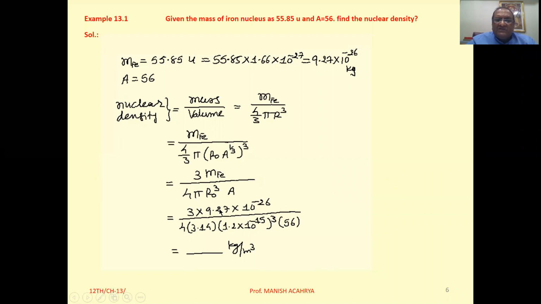Now substitute the values. 3 times mass of Fe, 9.27 into 10 raised to minus 26, upon 4 pi r0 cube, r0 is 1.2 into 10 raised to minus 15, that is the constant we discussed, cube of it, and A, that is 56. Now substitute these values and calculate it. You will get the answer. Clear?